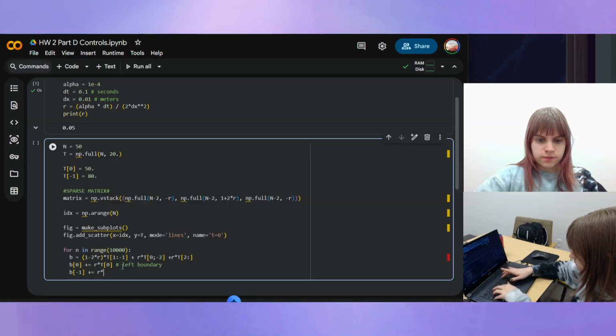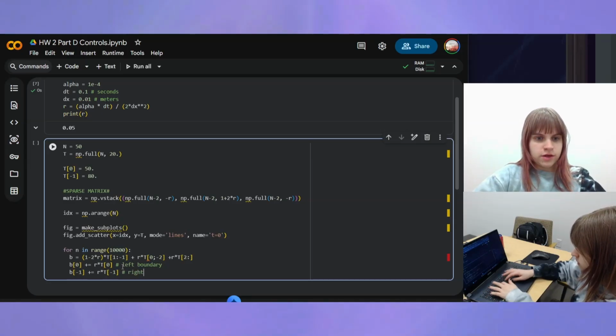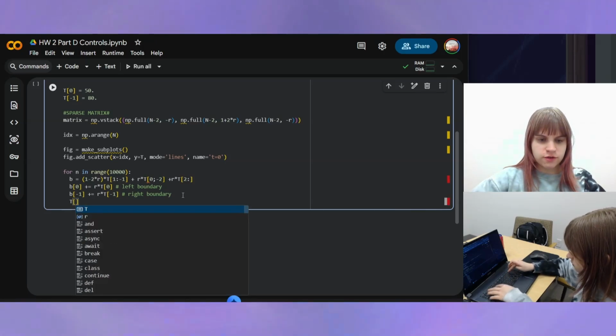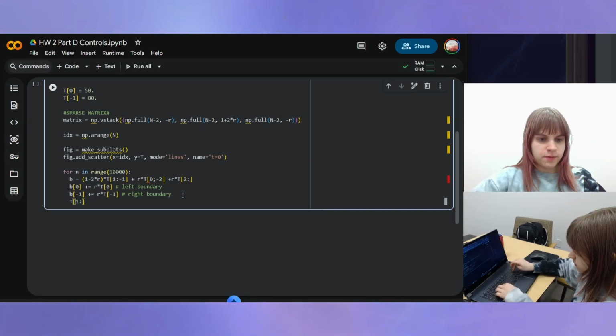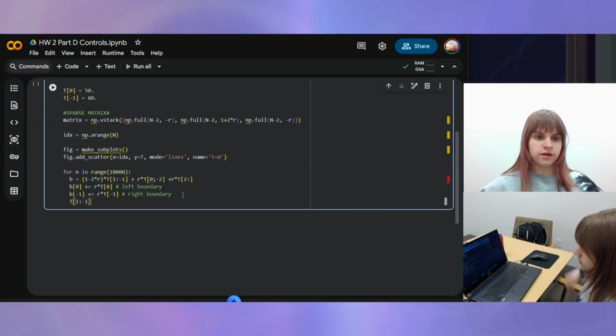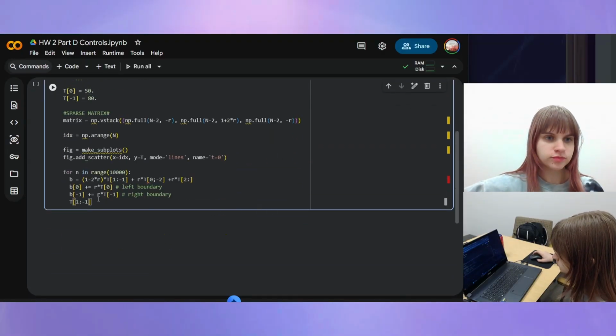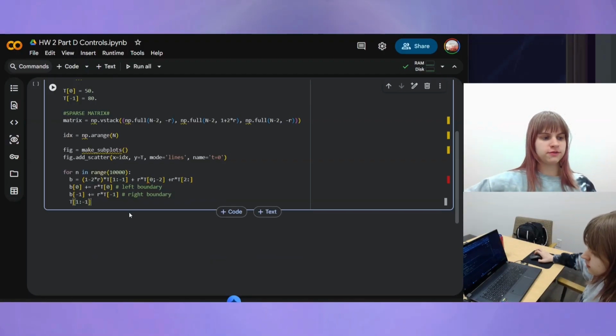So a similar thing there. And then this is the right boundary. And then now we want to solve for those unknown interior temperatures. So we go from the second node until the penultimate node, so that we're not messing with the first or the left or right hand side, which are supposed to stay at 50 and 80 degrees respectively.